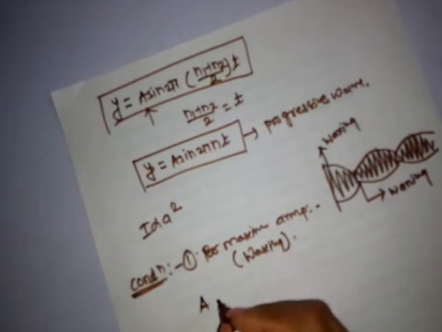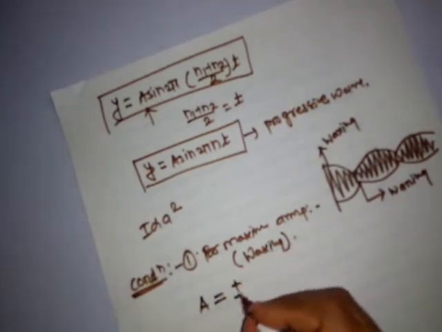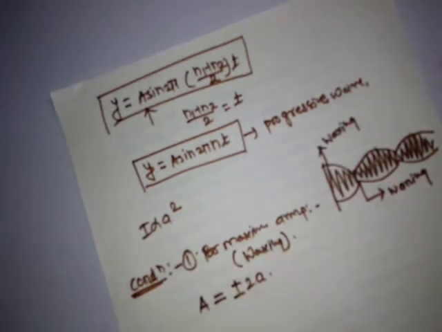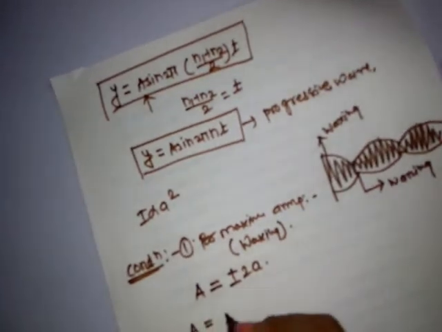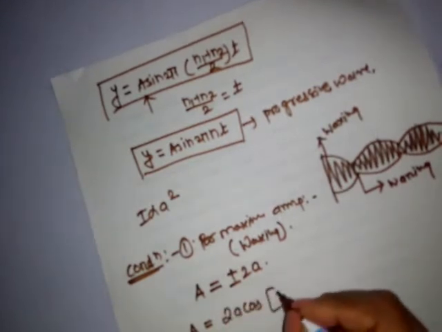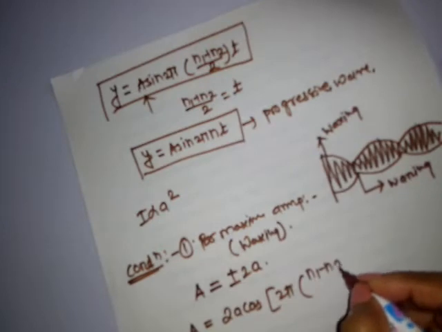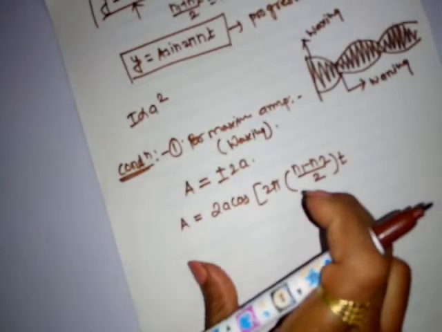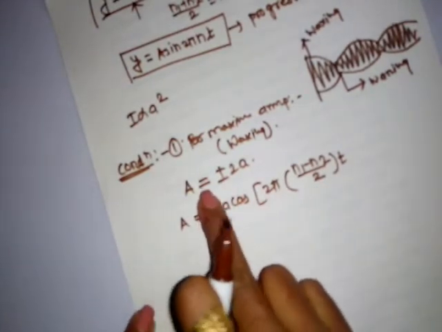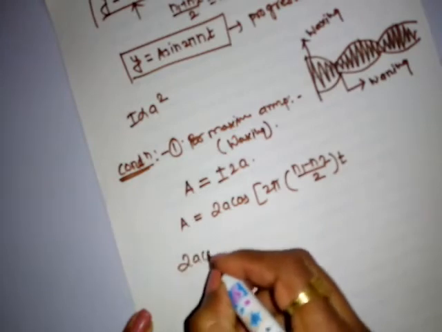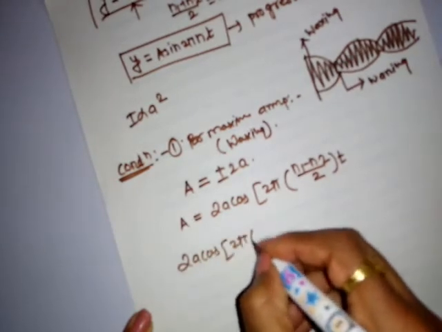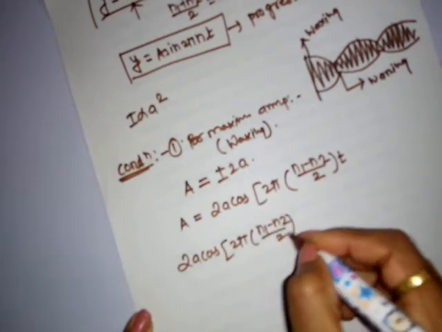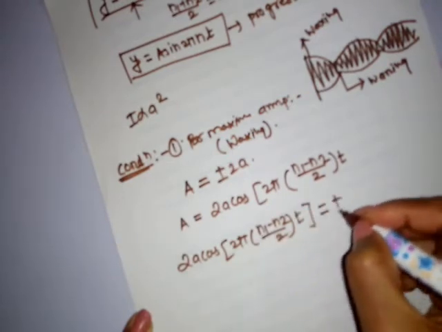Then amplitude is maximum when A is equal to plus minus 2a. Now we have the equation of amplitude A from the back page. Here we write A is equal to 2a cos of 2 pi (n1 minus n2) upon 2 into t. This is the value of amplitude. Now substitute this value here, then it becomes 2a cos of 2 pi (n1 minus n2) upon 2 into t is equal to plus minus 2a.